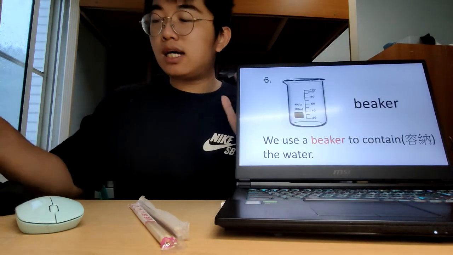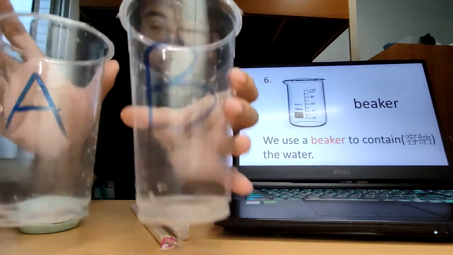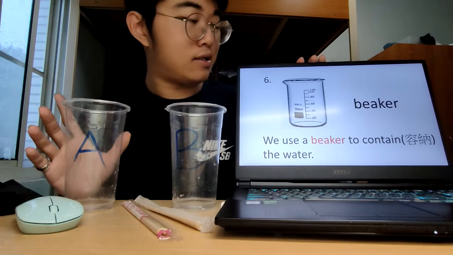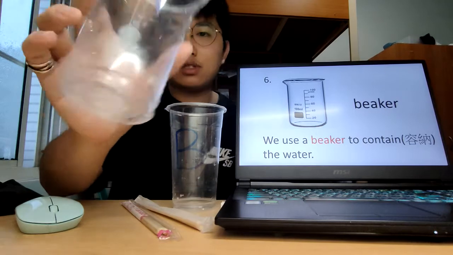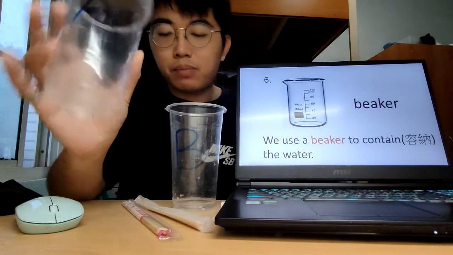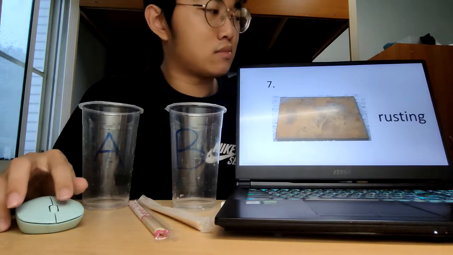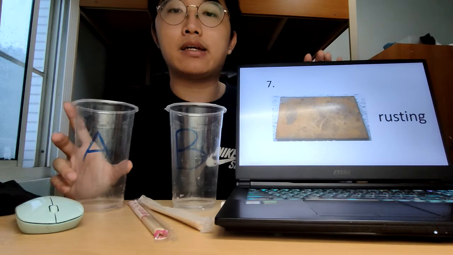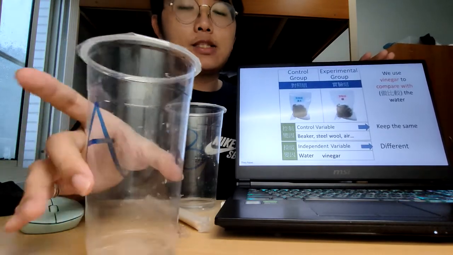Number 6 is the beaker. We have beaker A and beaker B. Okay, over here. We use a beaker to contain the water. Why do we use the beaker? We use beaker to contain the water. Number 7 is today's topic, rusting. Here is the control group and the experimental group.